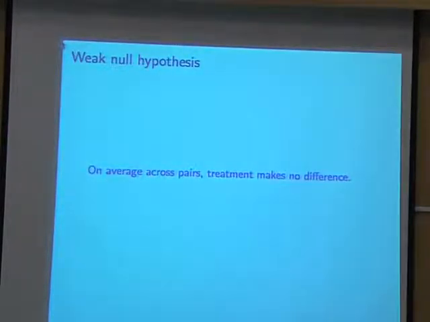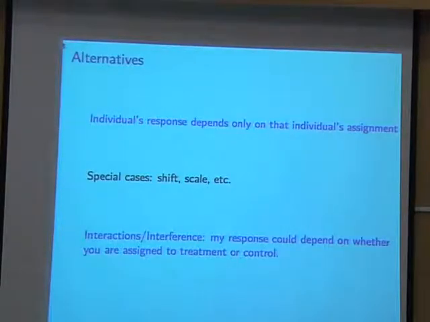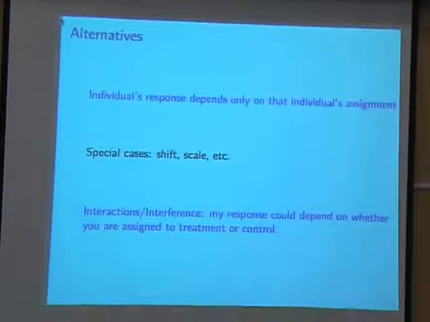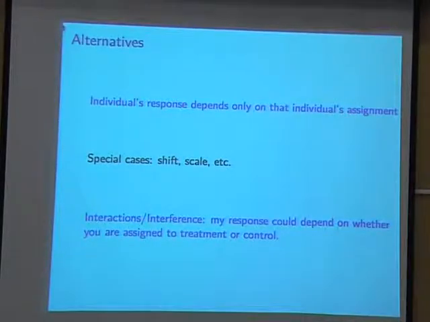On the weak null hypothesis, we just say that on average, across the pairs, it makes no difference. And that's the situation that we're going to deal with in the parametric models. And the alternative is that the individual's response depends only on that individual's assignment. So it doesn't matter anything else except what you were assigned, whether you were assigned to the treated or the control group. There's a bunch of special cases we could further deal with. And if we did these special cases, we might be able to use a permutation test to get a confidence interval. I'm not going to go into the detail for time. Another alternative would be that there's some interaction term, interactions between how my response depends on other people's assignments. But we're just going to be dealing with this one here.